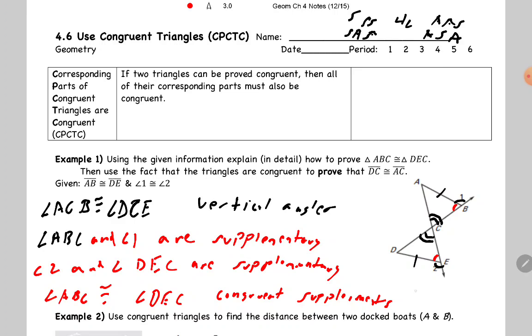So now we have that the two triangles are congruent by angle angle side, so two angles and the non-included side. And then by CPCTC, these two sides are congruent.